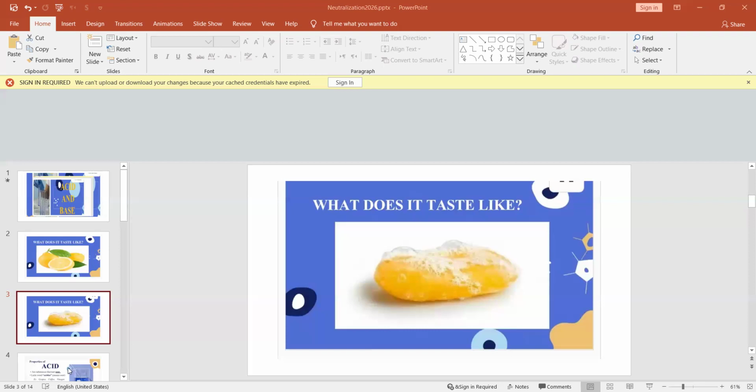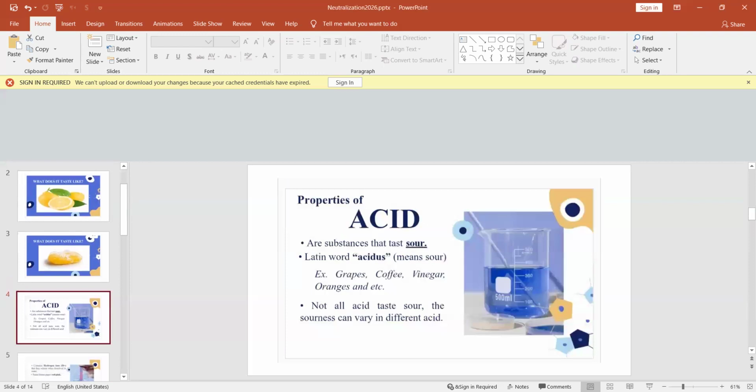This was only the basic information about acid and base, but now we will dive deeper into our topic. Acids are substances that taste sour. Why do acids taste sour? We said that it is because they contain acid, which makes things sour.